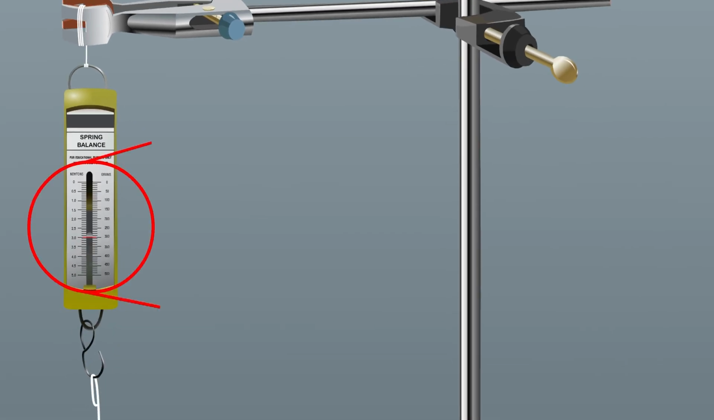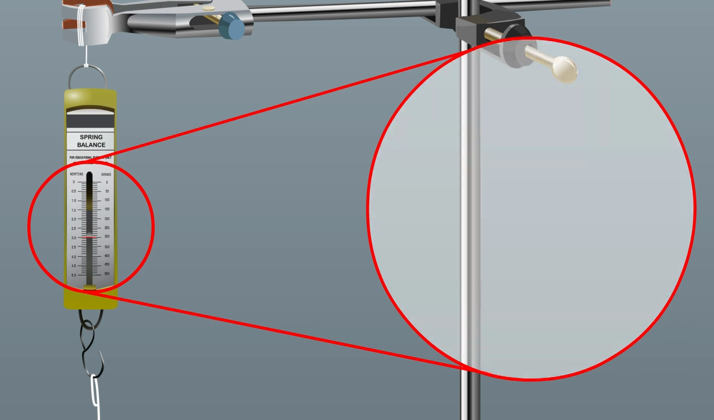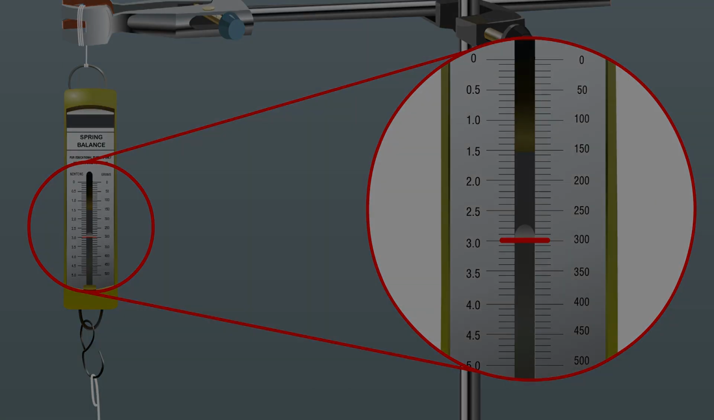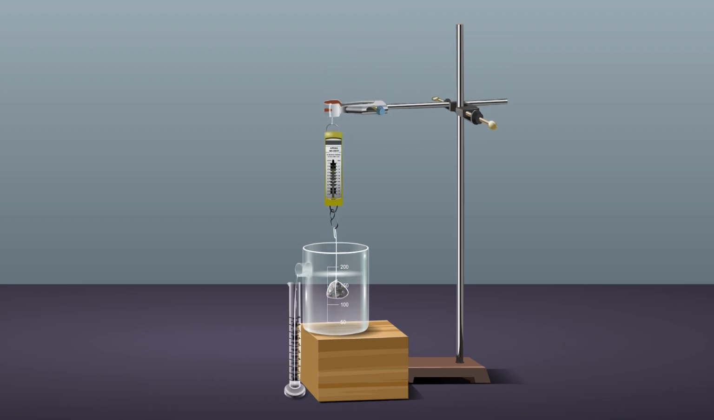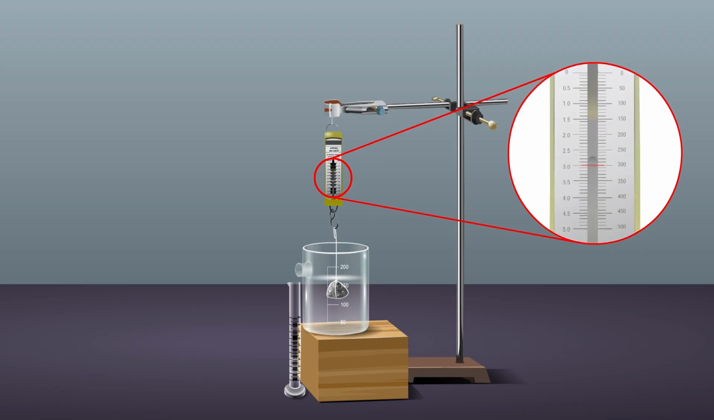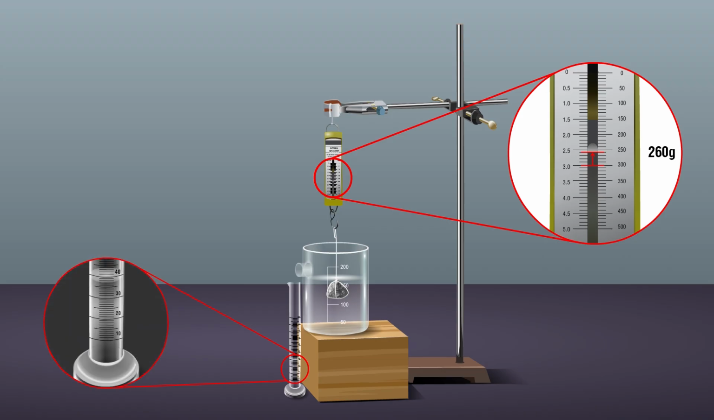Measure the weight of the object in the air. Slide the spring balance until the object is immersed in liquid. Immerse the object fully in tap water. Measure the weight of the object in tap water using the spring balance. Collect the water displaced by the object in the overflow can, which flows out from its spout into a measuring cylinder. Measure the volume of displaced water in the measuring cylinder.